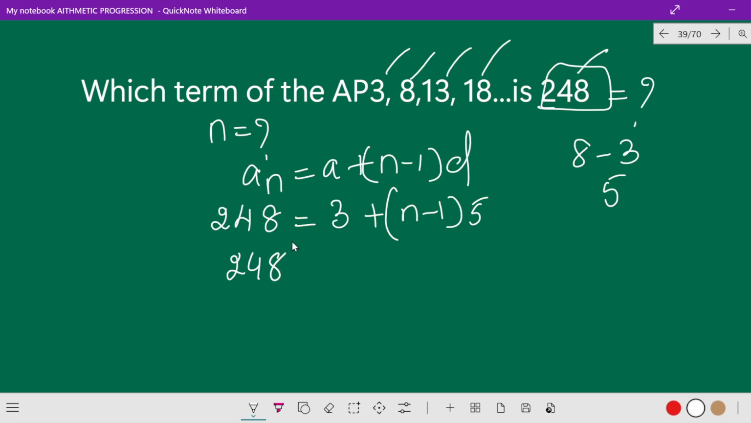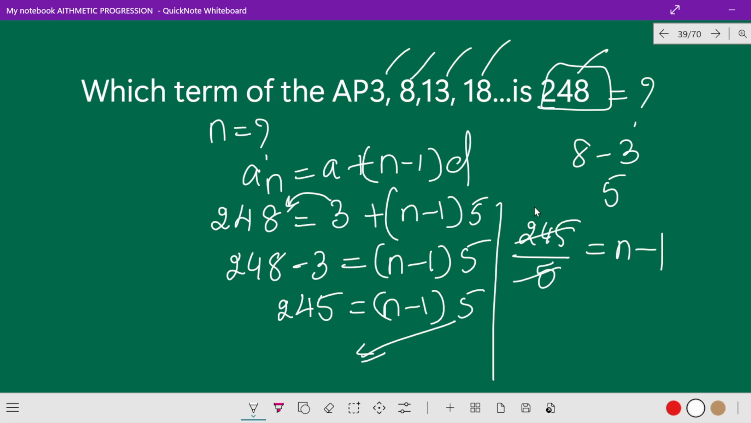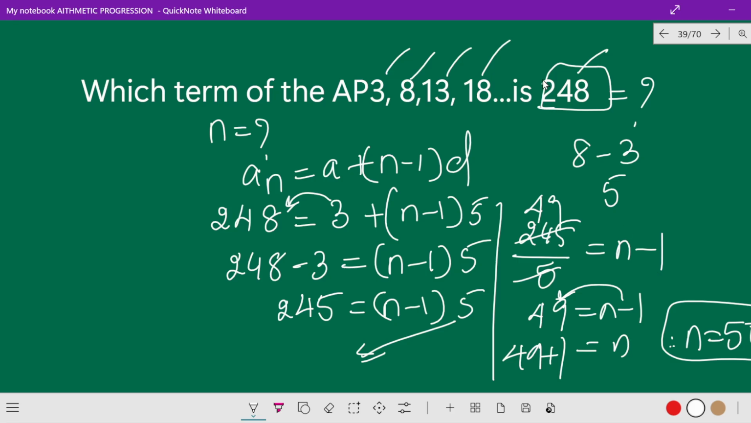So 248, shift the 3 this side, it becomes minus 3, is equal to n minus 1 into 5. So 248 minus 3 becomes 245 is equal to n minus 1 into 5. Bring this 5 down. So 245 by 5 is equal to n minus 1. 5 fours are 20, 5 nines are 45, so 49 is equal to n minus 1. Bring the 1 this side: n is equal to 49 plus 1. Therefore, n is equal to 50. So 248 is in the 50th place.